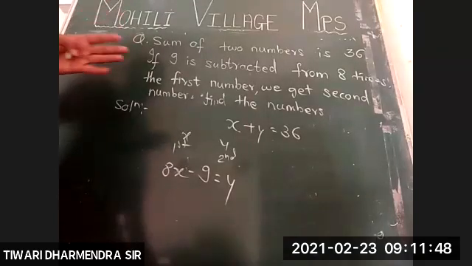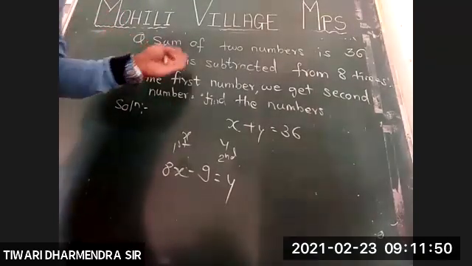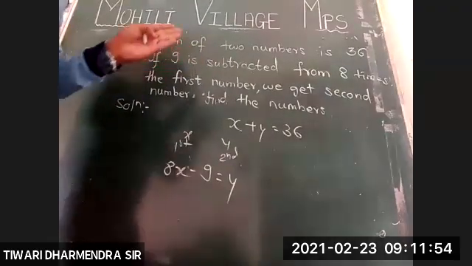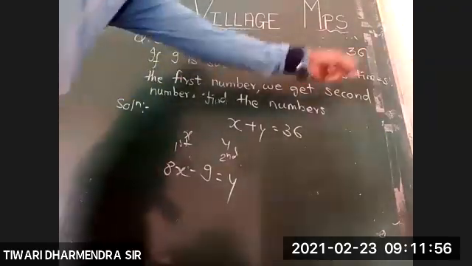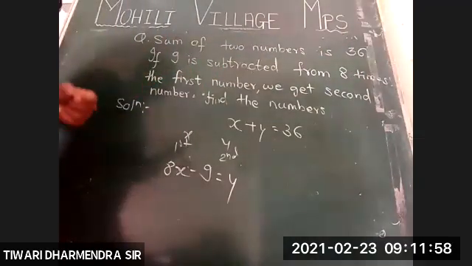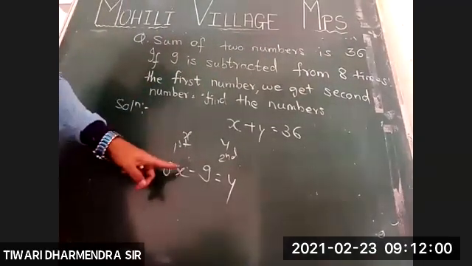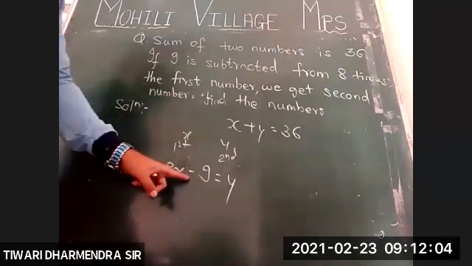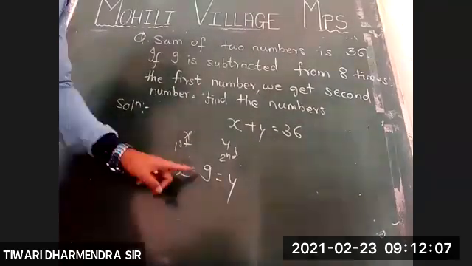This is for making you understand. So if 9 is subtracted, it means we are taking 9 out from the 8 times first number. Out means just remove. So 8 times the first number is 8x. We are removing 9.